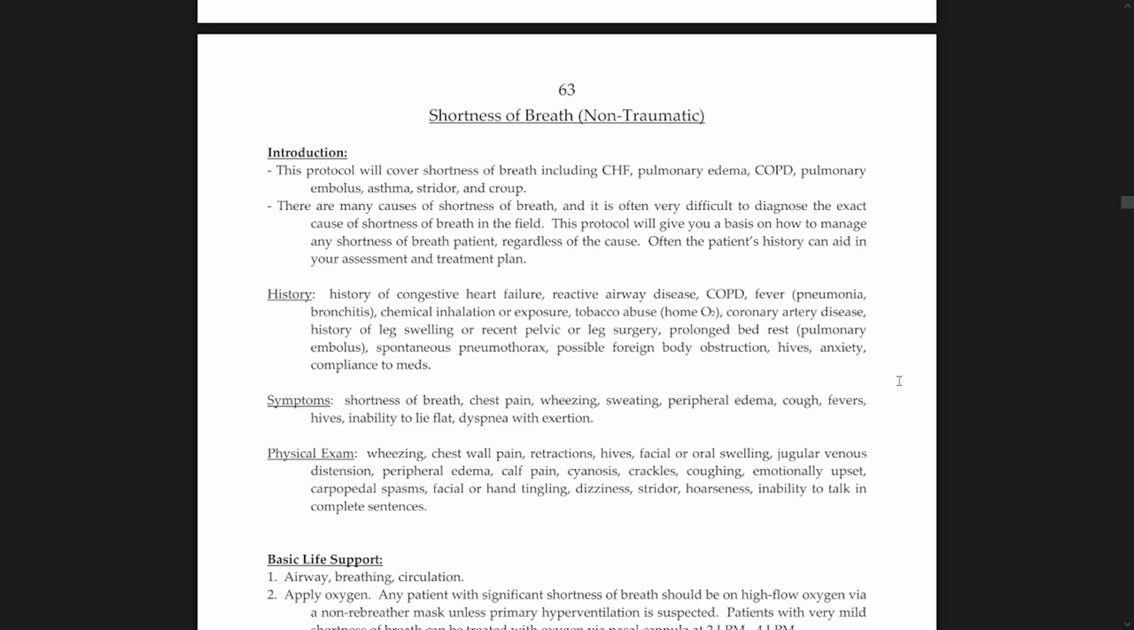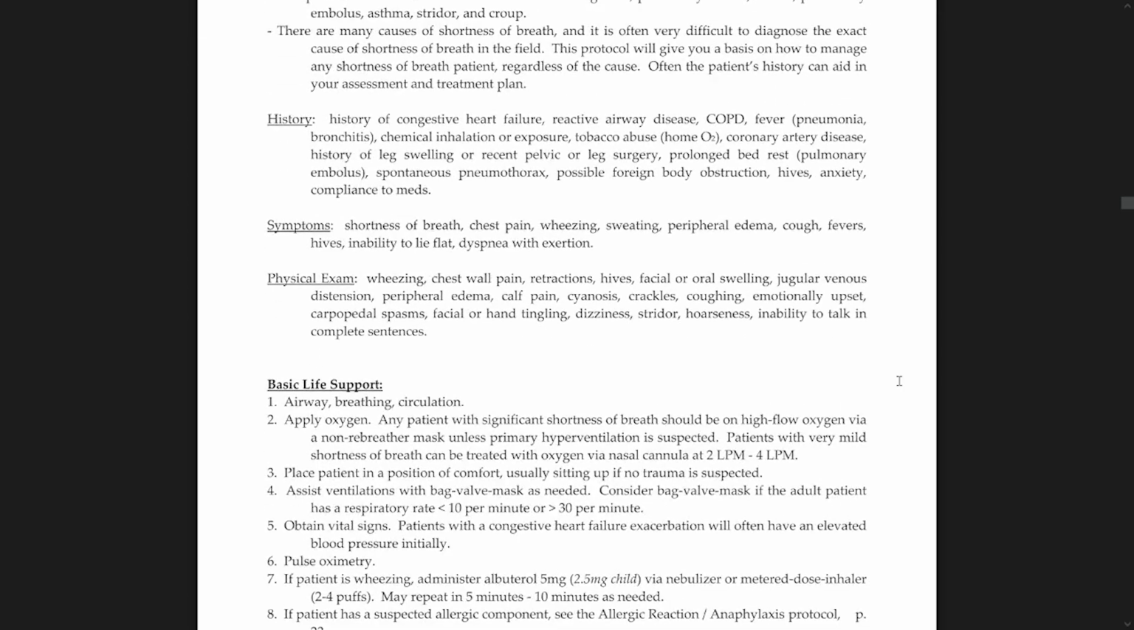You want to watch out for a history of CHF, a reactive airway disease like COPD, fever, pneumonia, bronchitis. You want to watch out for chemical inhalation, tobacco use at home, coronary artery disease, a history of leg swelling, because we're thinking about an embolus, or recent pelvic or leg surgery with prolonged bed rest. Watch out for spontaneous pneumothoraxes, possible foreign body obstructions, hives, anxiety, and compliance to medications. Make sure that they are. You want to watch out for symptoms of shortness of breath, chest pain, wheezing, sweating, peripheral edema, cough, fevers, hives, the inability to lie flat, dyspnea without exertion or with exertion.